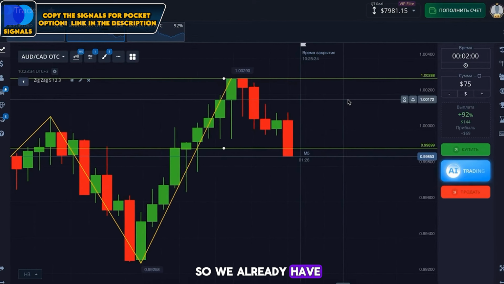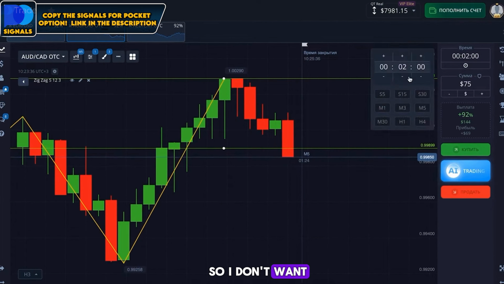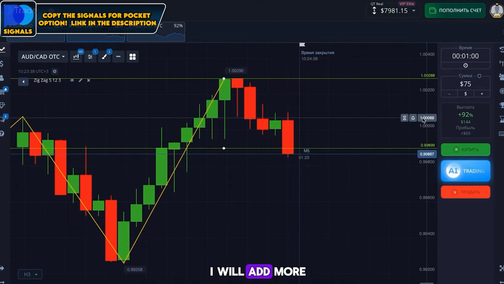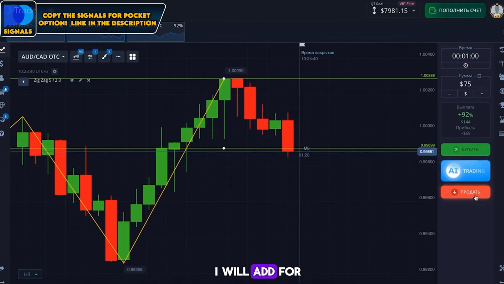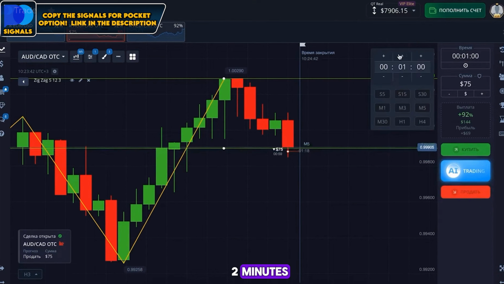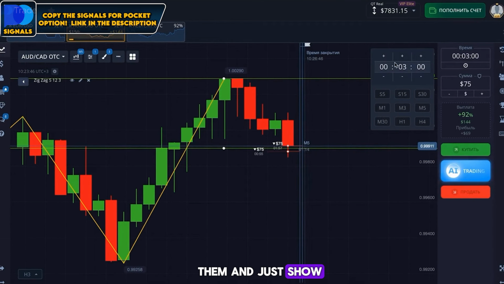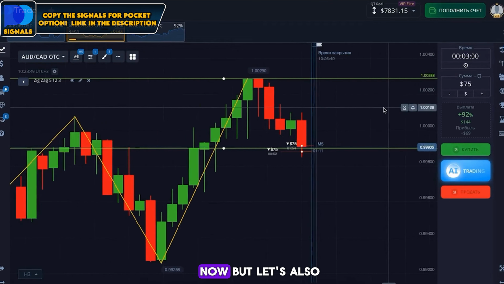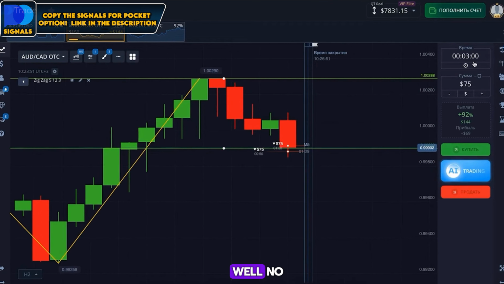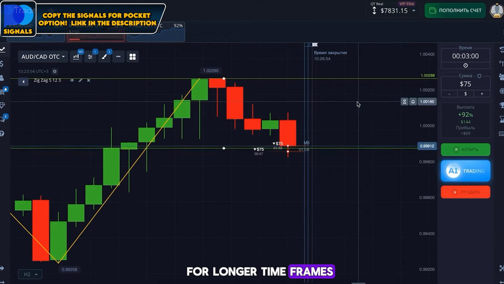So we already have a substantial candle forming, so I don't want to drag out the video. I will add more right now. I will add for 1 minute and take 2 minutes. 2 trades like this, I will quickly take them and just show. I won't add on for longer time frames, so I will just open these 2 trades here.